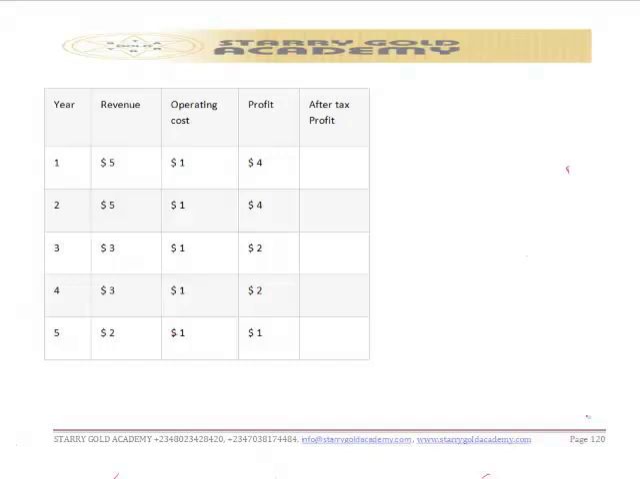Now, honorable students, let's use this past example to illustrate the effect of tax on capital budgeting. Assume that the tax is 30%, as we have illustrated, and we want to find out the after-tax profit here. We have 1 minus 0.3 for year 1, times 4. So after-tax profit will be 0.7 times 4, which is 2.8.